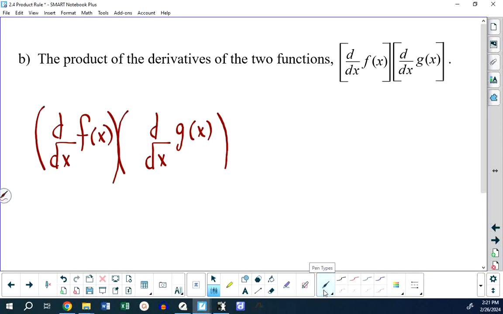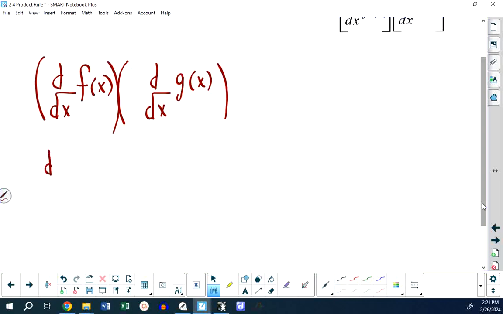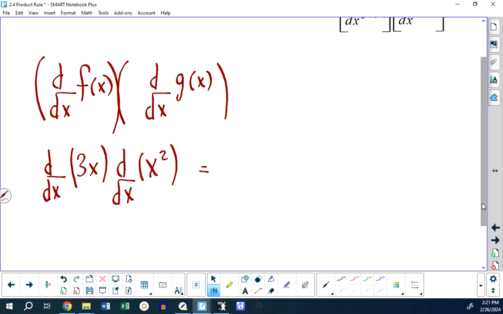Well, f of x is 3x. So rather than me saying find the derivative of 3x, I'm just saying d dx of 3x. That's what that means. It means take the derivative of 3x. And then g of x, so we're going to multiply that by the derivative of g of x, which is x squared. Well, we can do that. The derivative of 3x is 3 with respect to x. The derivative of x squared is 2x. So we are getting a derivative of 6x, and this is the product.